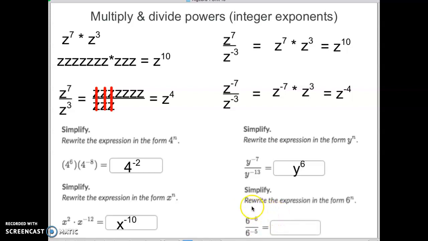Last one here. We've got 6 to the negative 6th over 6 to the negative 5th. Again, I like moving this to the top and making it a positive. So then what is negative 6 plus positive 5? And hopefully you agree it's a negative 1.